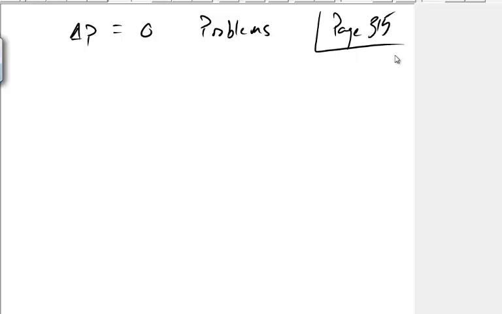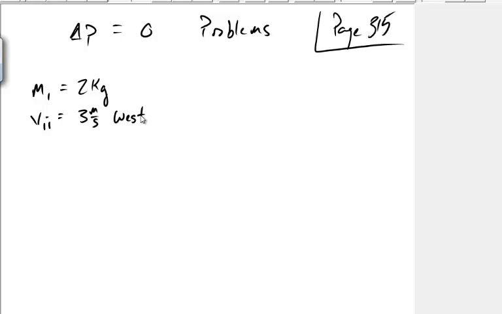It says a steel ball with a mass of 2 kilograms is traveling at 3 meters per second west. It collides with a stationary ball that has a mass of 1 kilogram. Upon collision, the smaller ball moves to the west at 4 meters per second. What's the velocity of the larger ball?